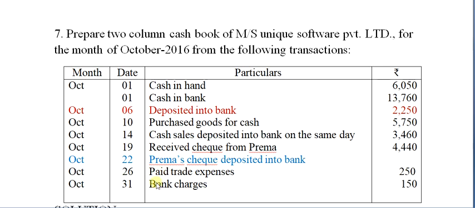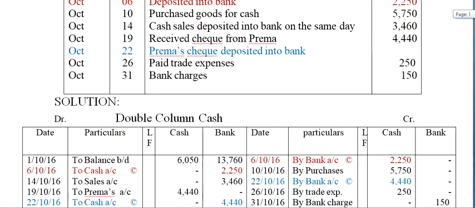October 26th, paid trade expenses 250. This will be coming under which side? Credit side, that is the payment side of the double column cash book. October 31st, bank charges 150. Bank charges is an expense, it reduces our bank balance, so it will be coming under the credit side. Now we can move to the solution of the problem, my dear friends.